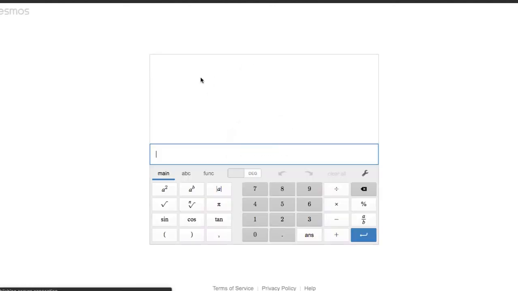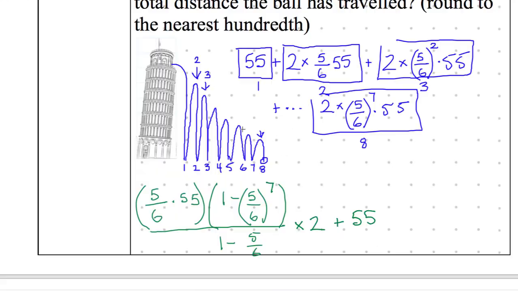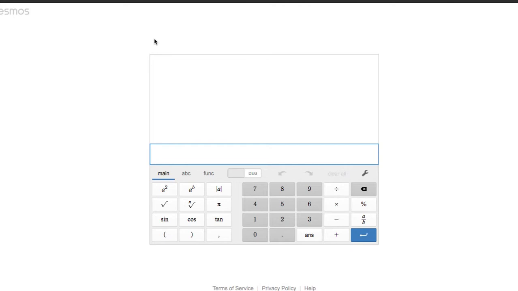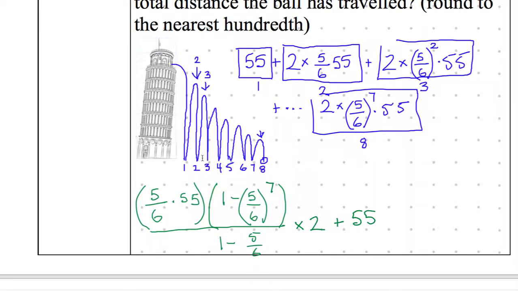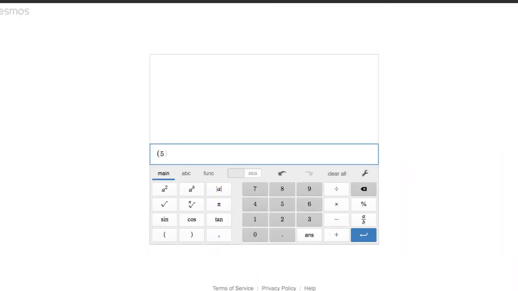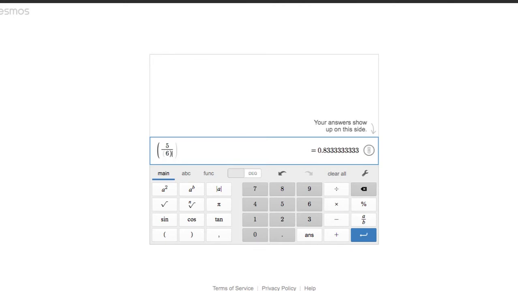I'm going to use this calculator. I would recommend not using your phones because this one is so much easier. By the way, this is just desmos.com/scientific. So I'm going to do, in parentheses, 5/6 times 55 times 1 minus 5/6 to the power of 7.